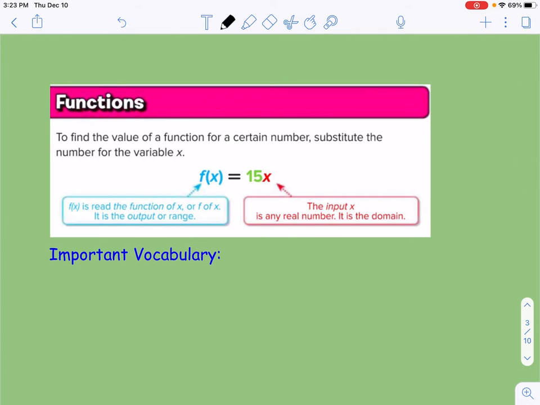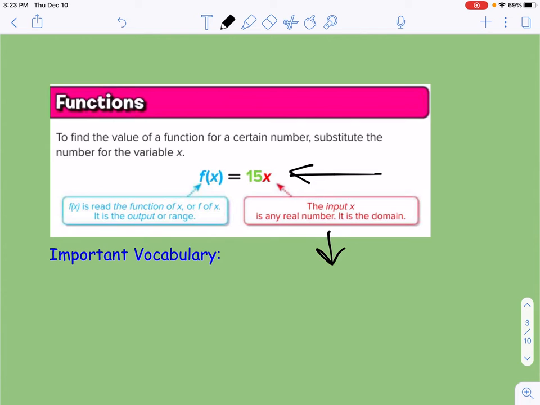With functions, they have their own language and their own symbology that they use. So if you see this picture right here, your input always goes in for your x. Input x is any real number, and they say that's the domain. The domain is always your x values, what you can put into something. And then the range, or your output, is what you get out of it.